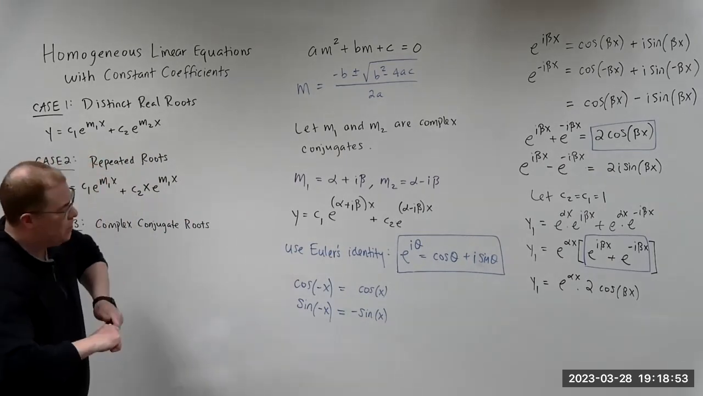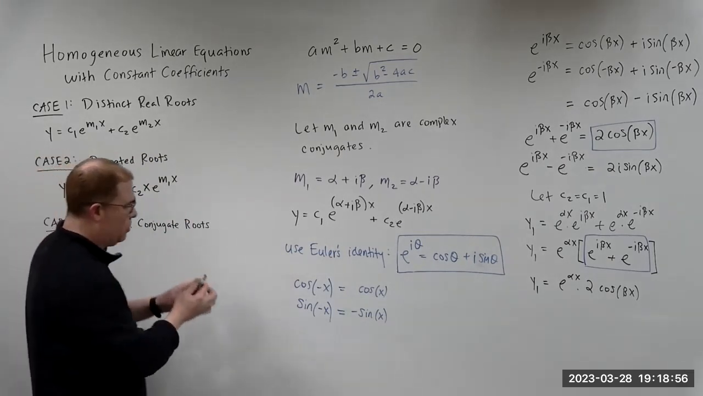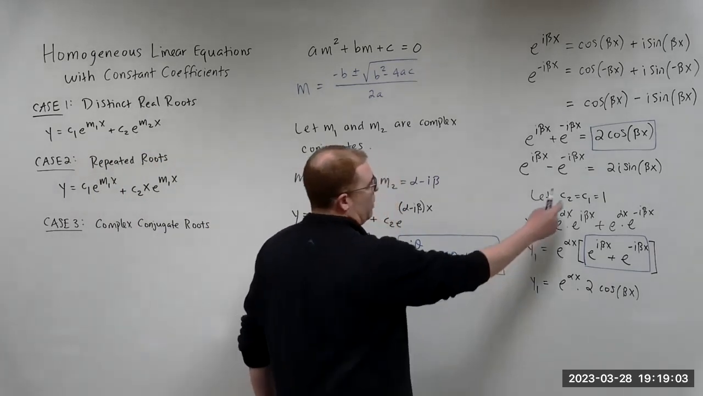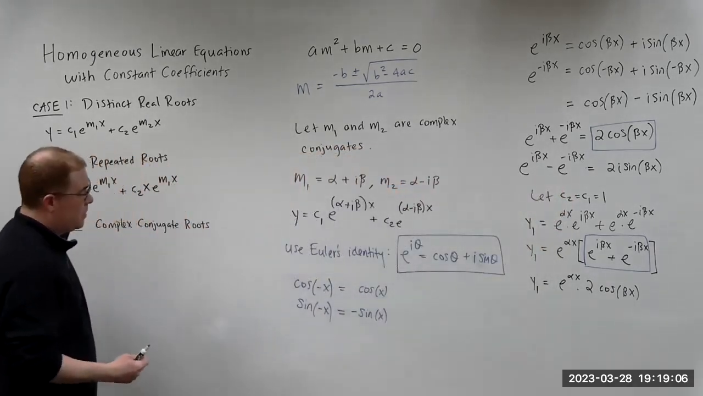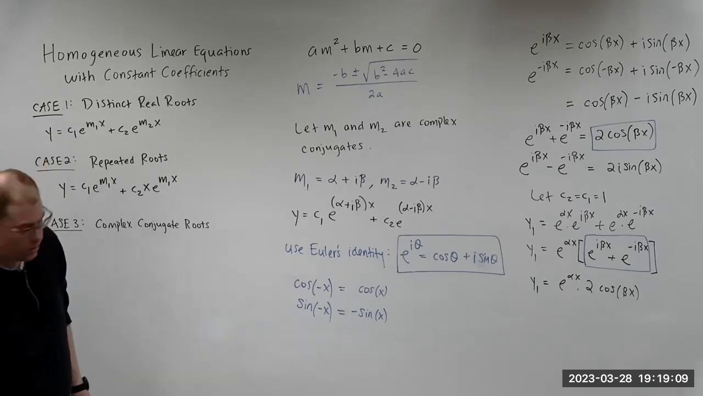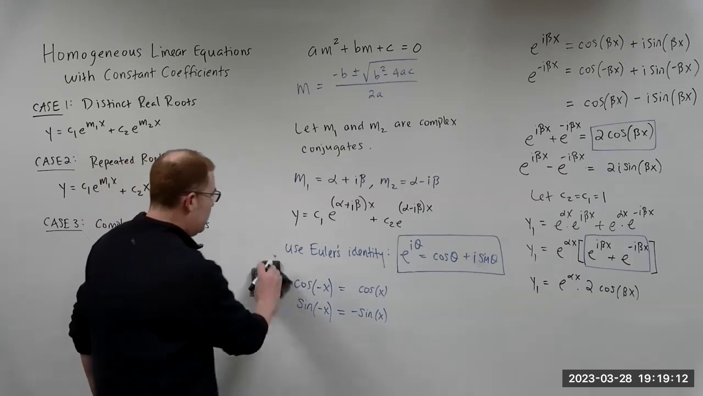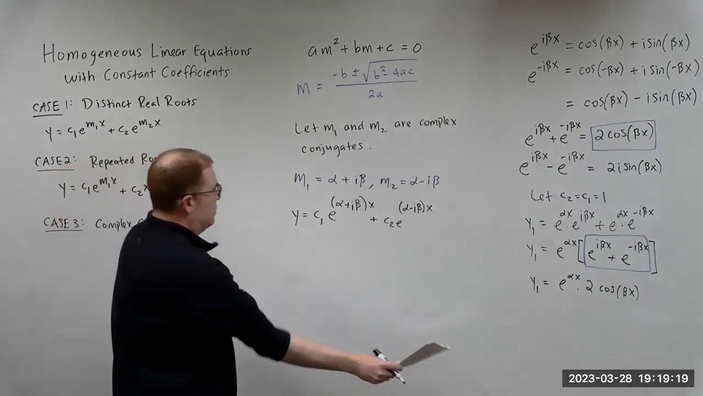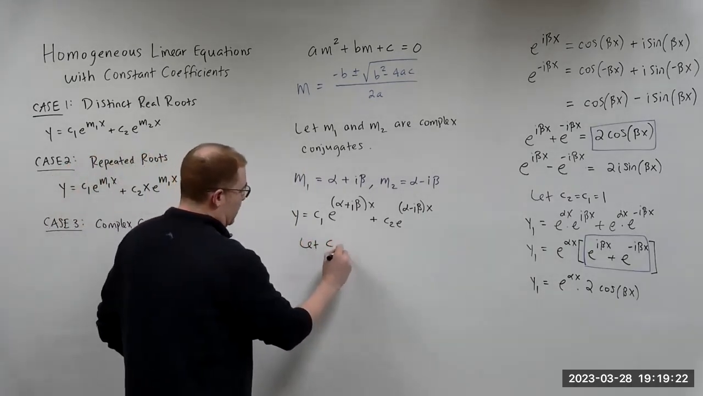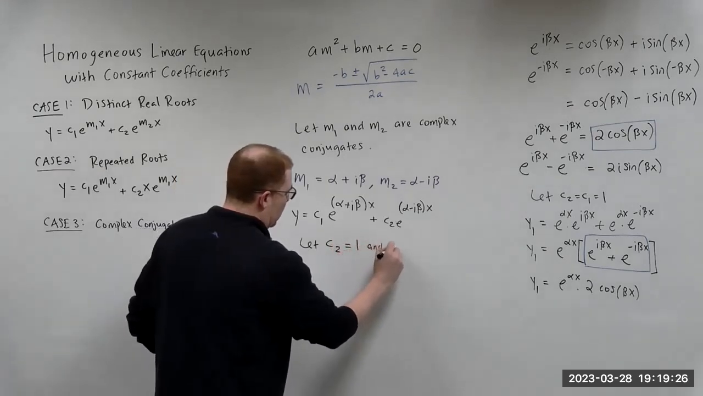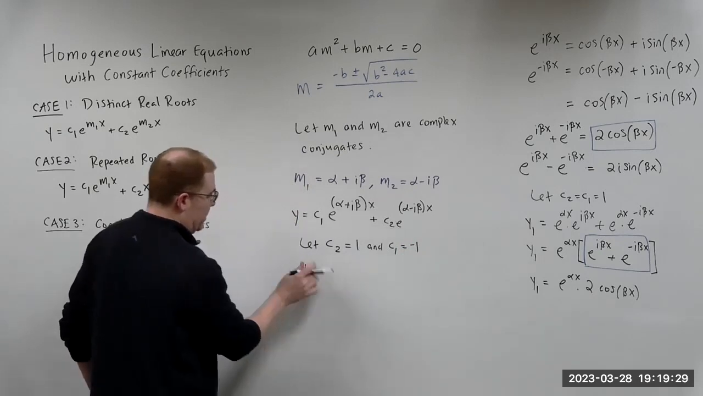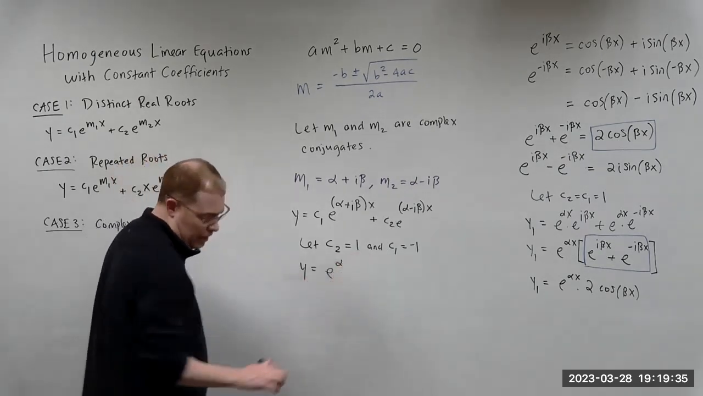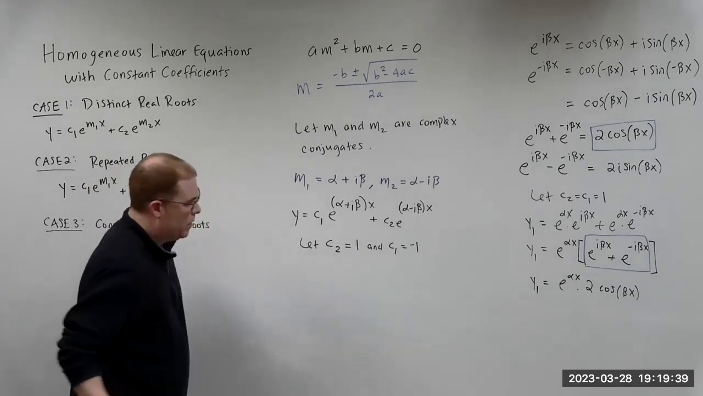And then we can do the same thing for another form. Particularly, we want to let C2 be negative, so that we end up getting the difference here. Let's do that over here. Let C2 be equal to 1 and C1 equal to minus 1. Then we get a specific form out of this. In fact, we can just use what we have over there.